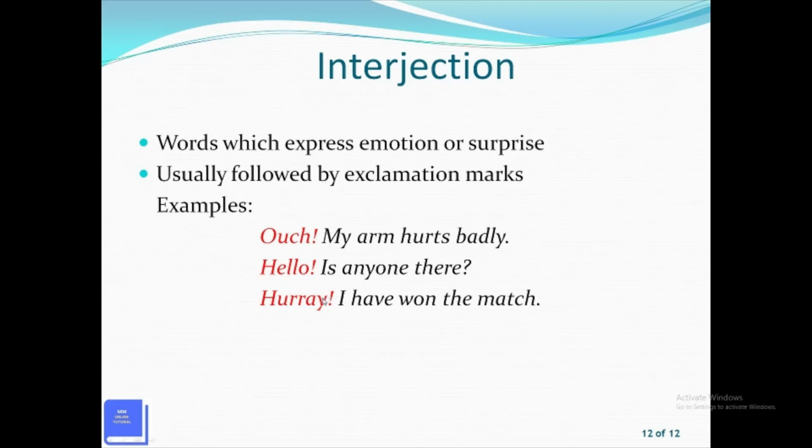So I hope you understood the different parts of speech and their uses in the sentence and how to identify the parts in the sentence: what is subject, what is verb, what is noun, what is pronoun, etc.